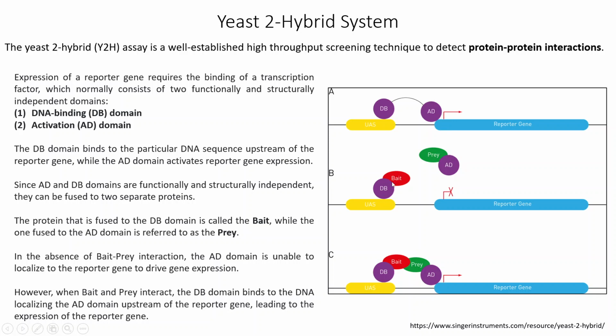And now we want to know whether prey and bait interact with one another or not. How will we figure out if they're interacting? If they interact, then DB and AD will come into close proximity, and that will allow reporter gene expression to take place. And if they don't interact, they won't be near one another, and the gene will not be expressed. Simple enough, right? So that must be clear also, and that was explained nicely in the coursework.